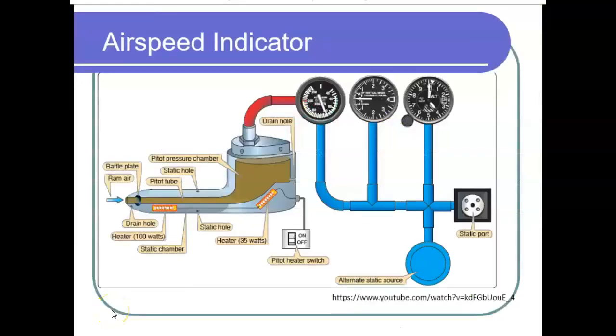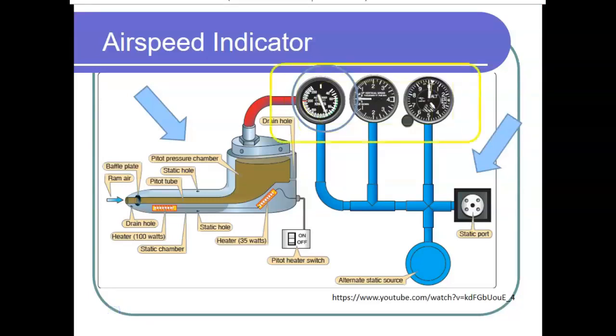Now, before we move on to discuss the different types of airspeeds, let's take a look at the airspeed indicator. We discussed the pitot-static system in the last presentation, and we went through the construction of the airspeed indicator. Remember that the airspeed indicator is connected to the pitot tube and also to the static port. And remember, the airspeed indicator is the only pitot-static instrument that is connected to both the pitot tube and the static port. The other two, the vertical speed indicator and the altimeter, are only connected to the static port.